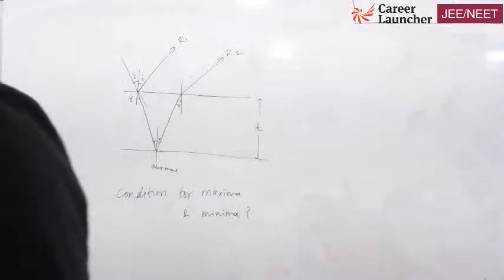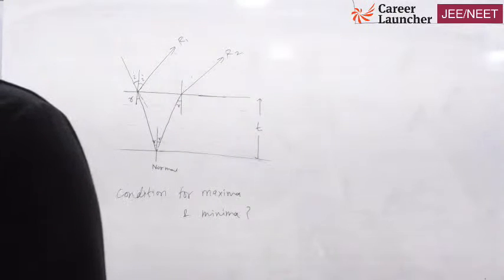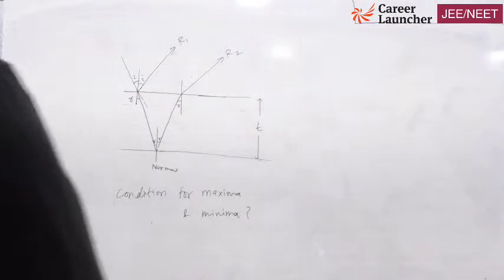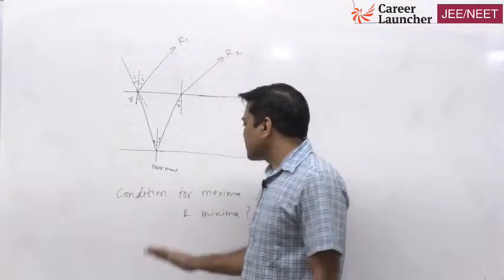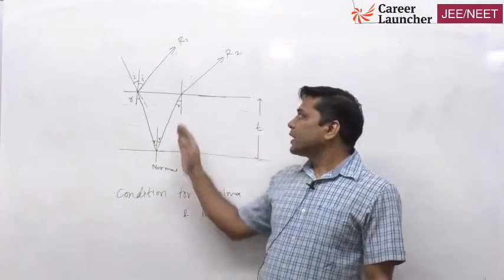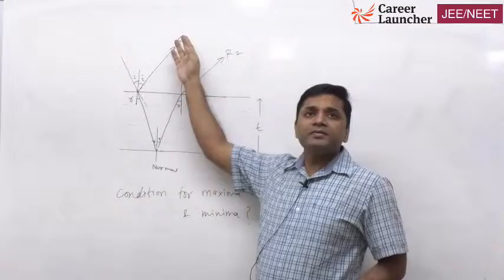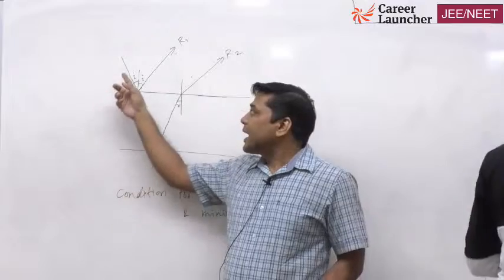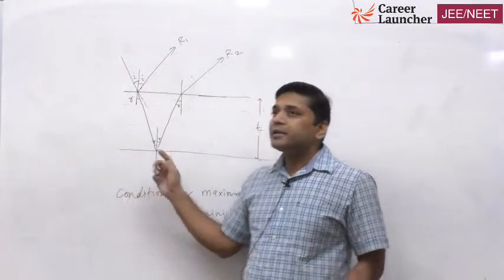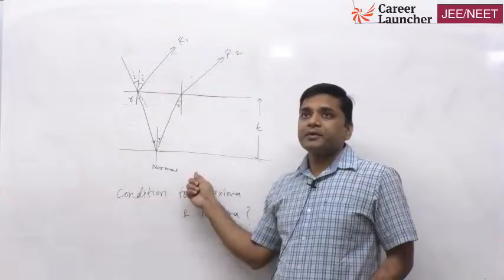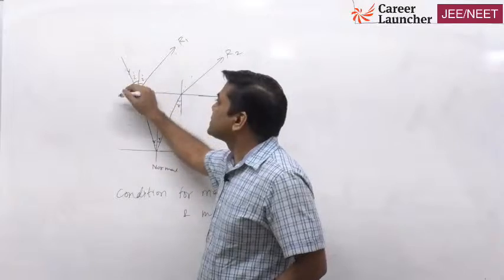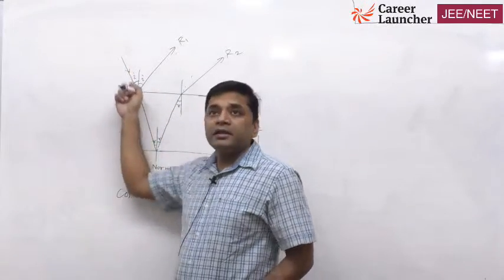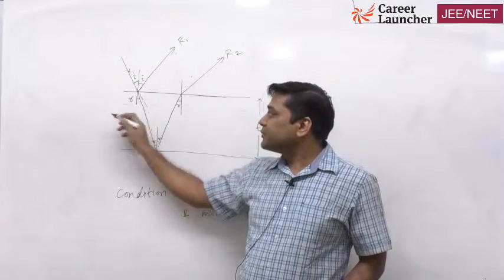Am I audible? Have a look. Okay, so we are going to discuss the condition for maxima or minima after interference of these two waves R1 and R2. Reflection is taking place from the air-film boundary and then the film-air boundary. Maybe sir has discussed to you that once the ray is incident and going from the rarer to the denser medium, this is a denser medium because this is a thin film.